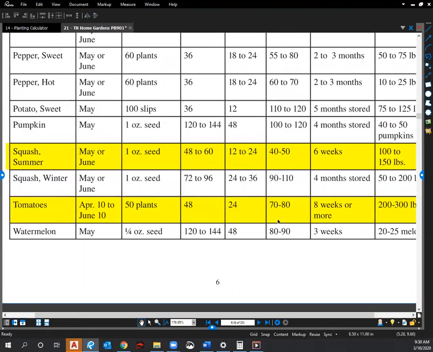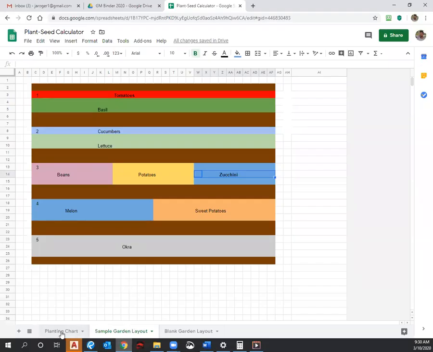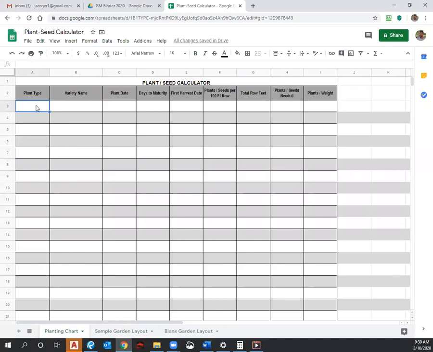And then we've got our days to maturity. Let's just focus on tomatoes. We need 50 plants per 100-foot row. We're going to go with the earliest of these numbers. So April 10th, 70 days to maturity. Let's fill in our chart. So tomato plant date is going to be April 10th, 70 days to maturity.